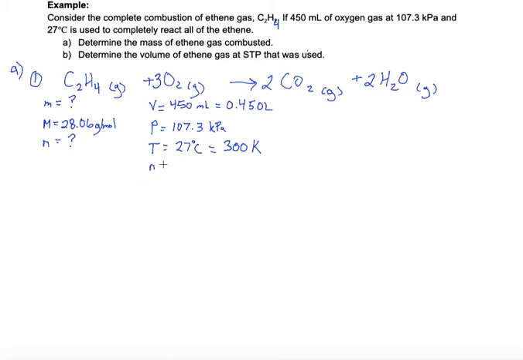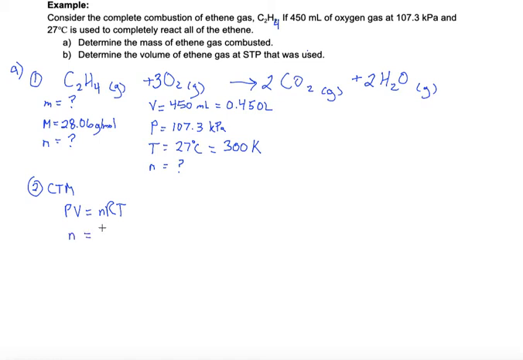And now I've got enough info, I'll be able to find moles. And once I have moles of the oxygen, I can find moles of the ethene using the mole ratio, and then we're good to go. We're off to the races. So step 2 now, let's convert to moles. So we're going to work with the oxygen. We're going to use PV equals nRT, our ideal gas law. It's probably the easiest way to do it.